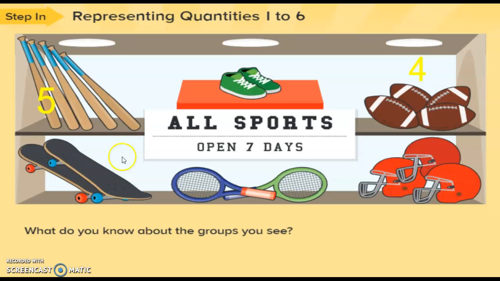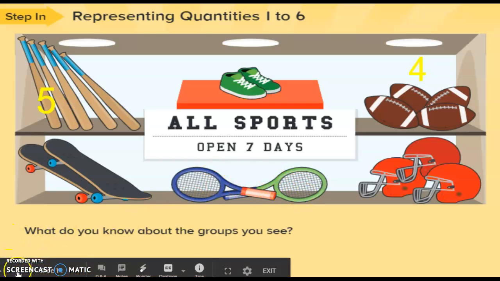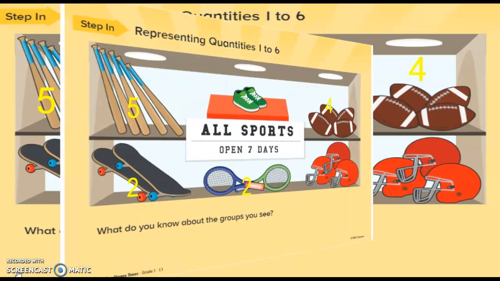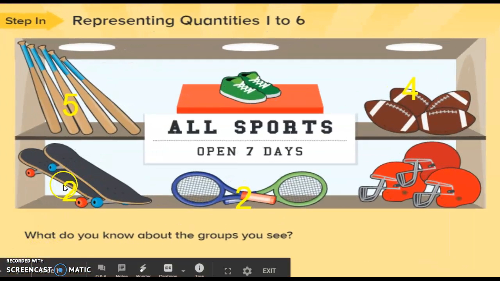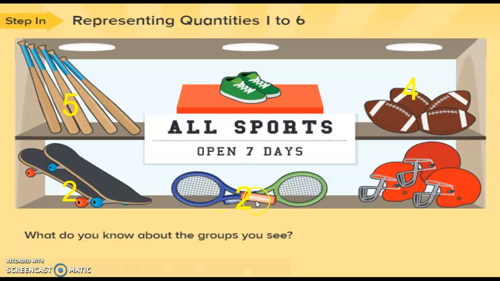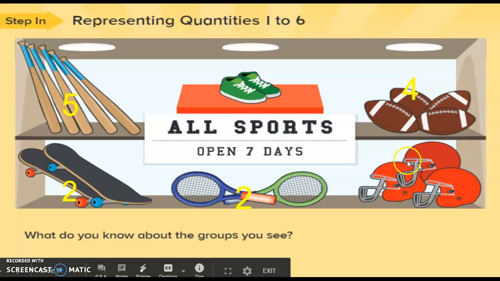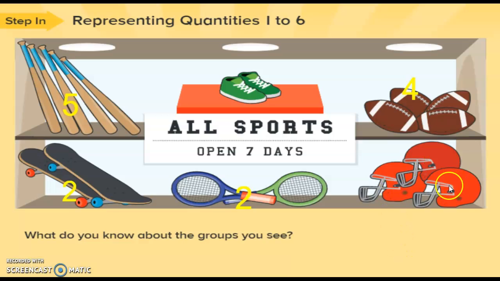Now, look at the skateboards and the tennis rackets. How many skateboards do you see here, and how many tennis rackets do you see in this group? Give you a couple of seconds. Well, if you said 2, 1, 2, you are correct. And if you said 2 here, you are also correct. Now, how many groups of football helmets do you see? Let's count. 1, 2, 3.